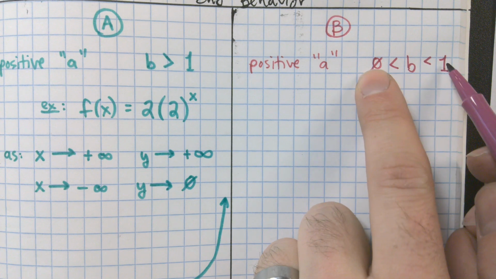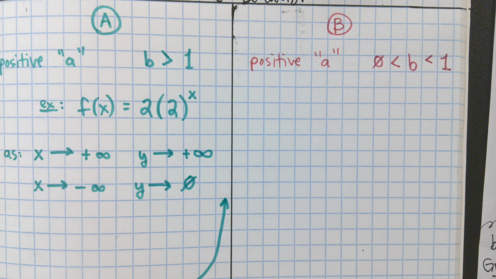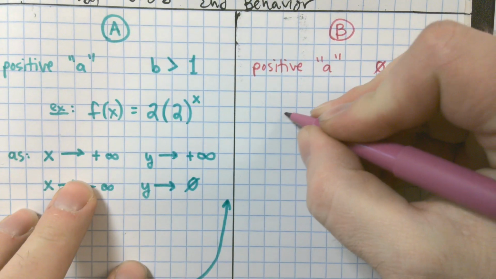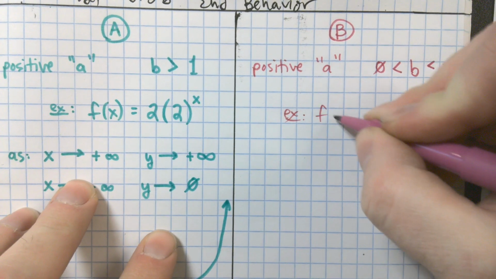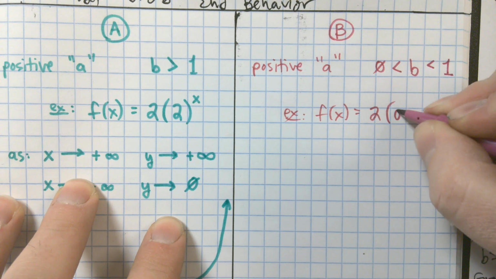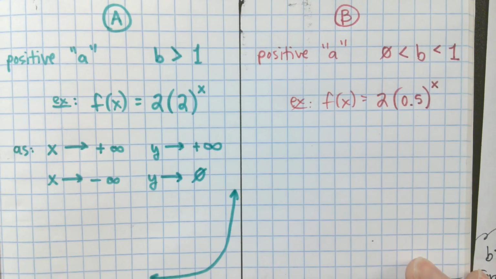But if I have a b that's in between 1 and 0, what's a potential b value that would fit that? Just shout it out. What is in between 0 and 1? 0.5. 0.76, sure. 0.333, right? 1/3. What about 3 over 2? No. 3 over 2 is 1.5. That's greater than 1. So an example of this type of function would be something like this. F of x is equal to 2 times the quantity 0.5 to the power of x.